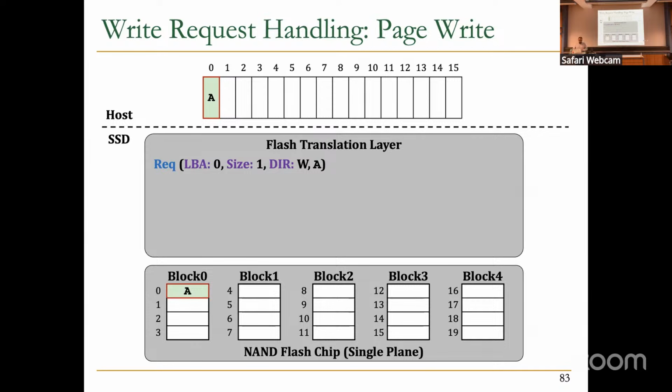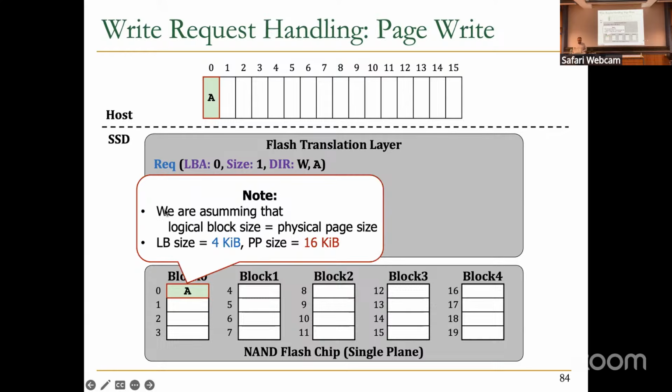Essentially, the SSD writes that in block 0, page 0, assuming that all pages are free. Now we are assuming that logical block size equals physical page size. Physical page size is 4 kilobytes here for simplicity. Later on, we're going to see that logical block size is 4 kilobytes and physical page size is 16 kilobytes, so there has to be something done there. But here, for simplicity, assume that these two are fixed.